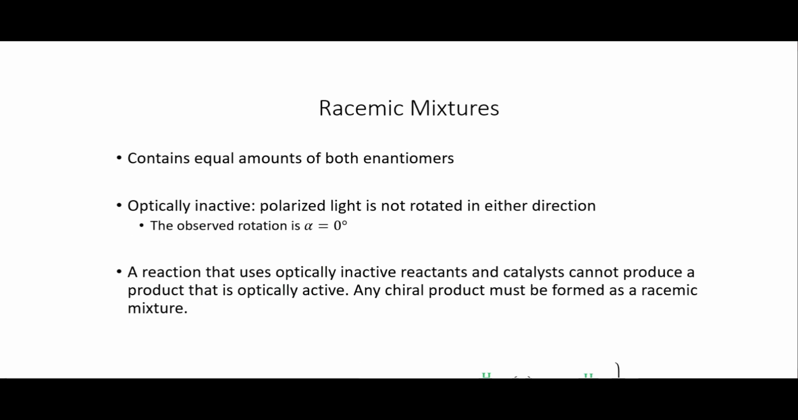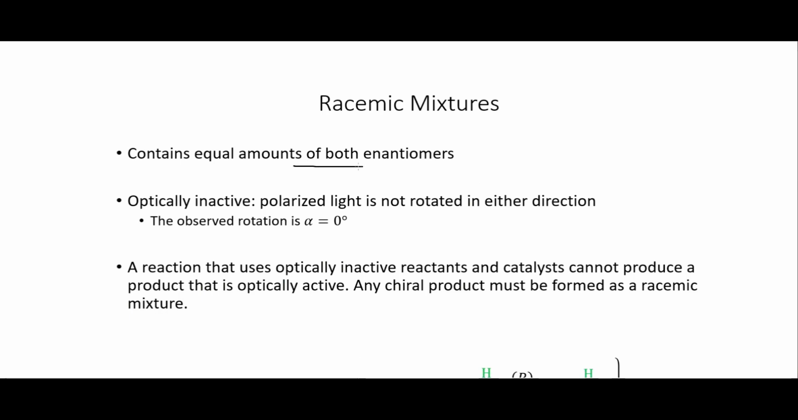All right, when we have equal amounts of both enantiomers, so when it's 50-50, we call that a racemic mixture. As I said before, this is what's called optically inactive. So the polarized light is not rotated in either direction, and our observed rotation is alpha equals 0 degrees. Whenever you see optically inactive, what that's saying is that it's not going to rotate plane polarized light in either direction. That's what optically inactive means.